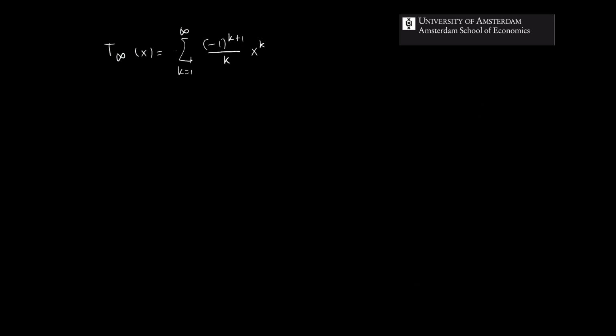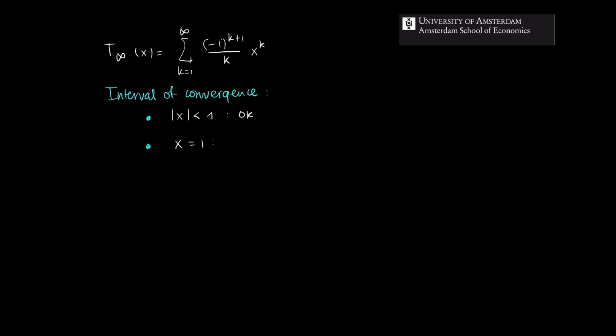So what do we get as an interval of convergence? Well, we know that the series converges for x in absolute value smaller than 1. So there we're okay, right? But we should check two other points.